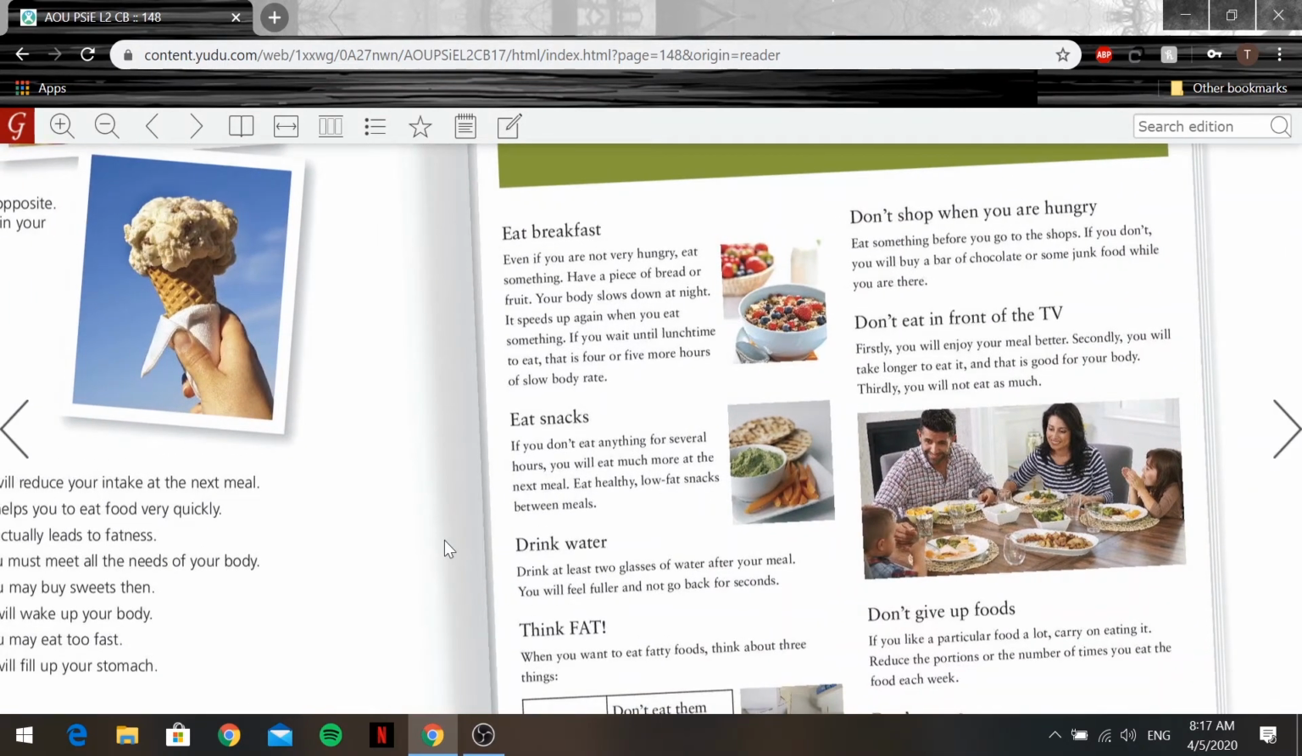Don't shop when you're hungry. Eat something before you go to the shops. If you don't, you will buy a bar of chocolate or some junk food while you're there. Don't eat in front of the TV. Firstly, you will enjoy your meal better. Secondly, you will take longer to eat it, and that is good for your body. Thirdly, you will not eat as much.